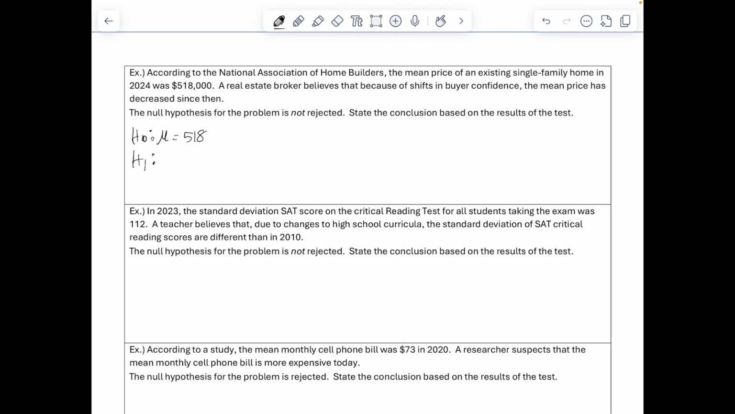So we have that the mean is equal to 518,000, and our alternative is going to be that it has decreased. So 518,000, the mean is less than that. And for this, it says the null hypothesis for the problem is not rejected. It says state the conclusion based upon the results of the test.